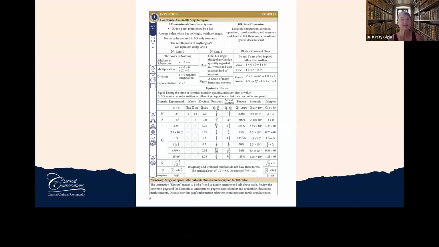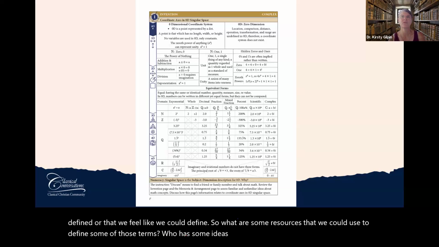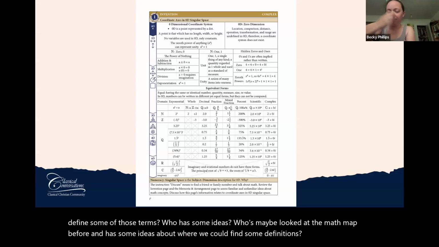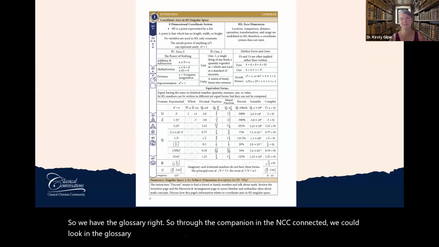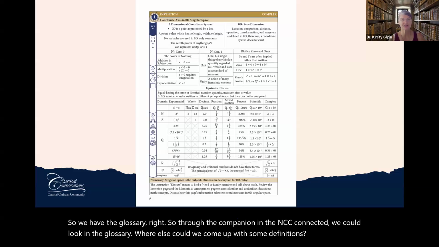Great. So we've just gone through and we've found some things that we would like to have defined or that we feel like we could define. So what are some resources that we could use to define some of those terms? Who's maybe looked at the math map before and has some ideas about where we could find some definitions? Glossary. So through the companion in CC Connected, we could look in the glossary. Where else could we come up with some definitions? The charts, the flashcards.